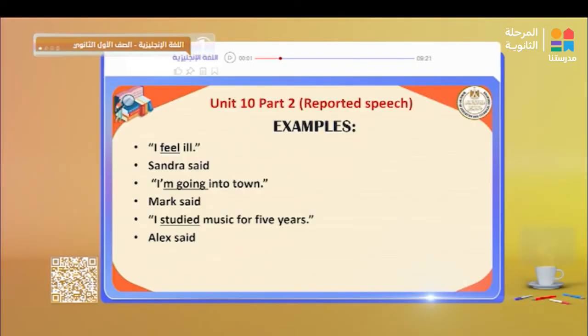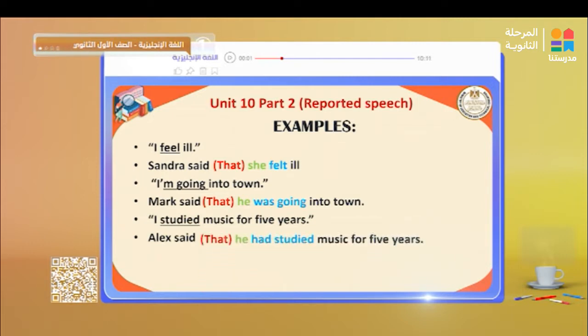Okay? I feel ill. Sandra said, I here will be changed into... Sandra is a girl, so we will say Sandra said she felt ill. I am going into town. Mark said... Mark here is a boy, so Mark said he was going to town. I studied music for 5 years. Alex said... Alex is a boy, so we say Alex said he had studied music for 5 years.